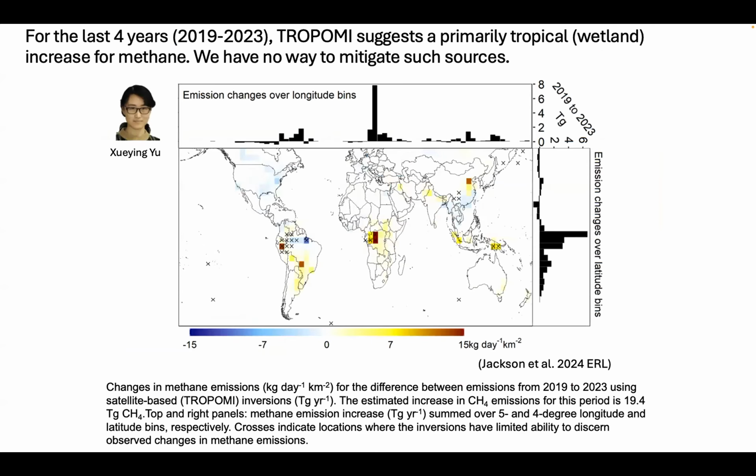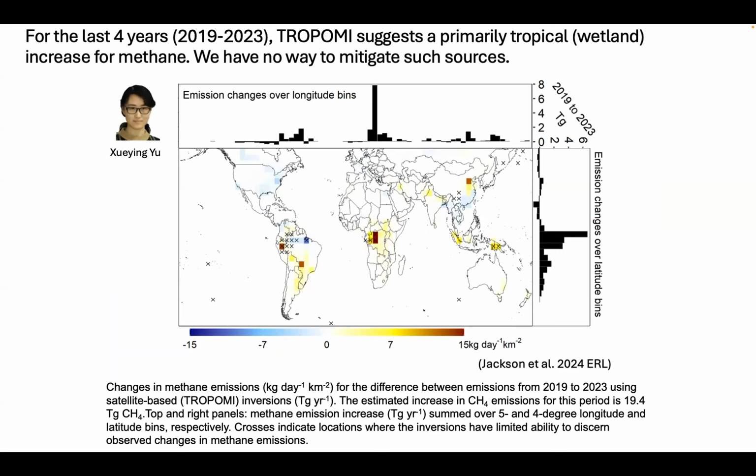Shuiying Yu in our group, we published this paper just a couple of months ago. This is just one satellite. This is based on Tropomi, but Shuiying looked at changes in the last 4 years, so 2019 to 2023. And I have no idea what you can see if you're not on Zoom, but brown is an increase in emissions over that 4-year period. Blue is a decrease. So there are almost exclusively increases on this.